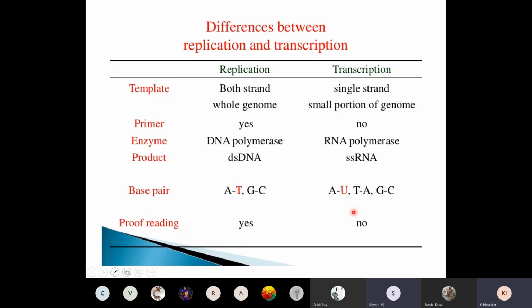Or potentially, sir, it might be like the probability is very less as compared to that happening in DNA. Uh, and who's this? Who answered this?